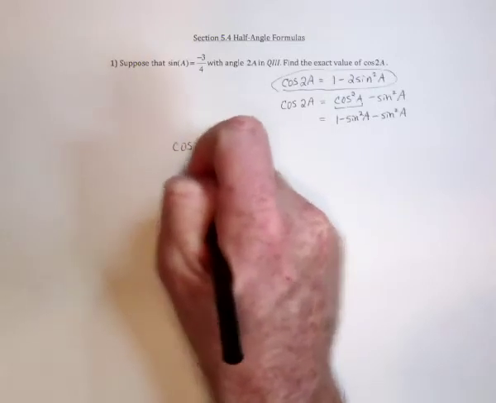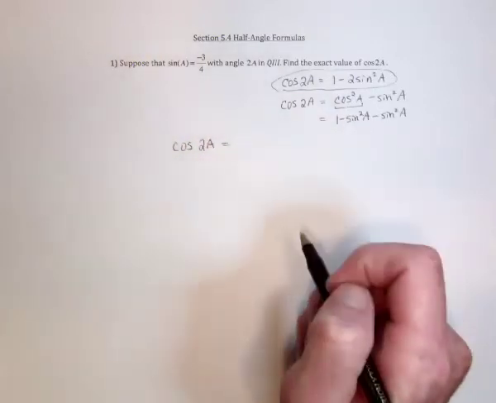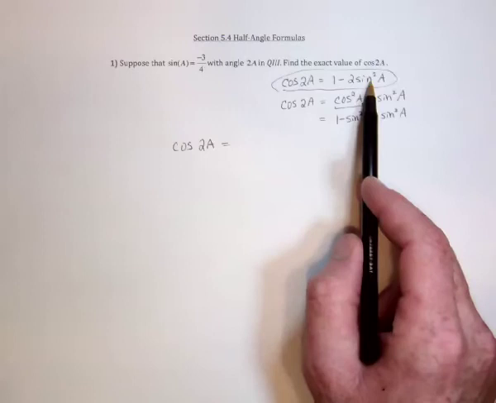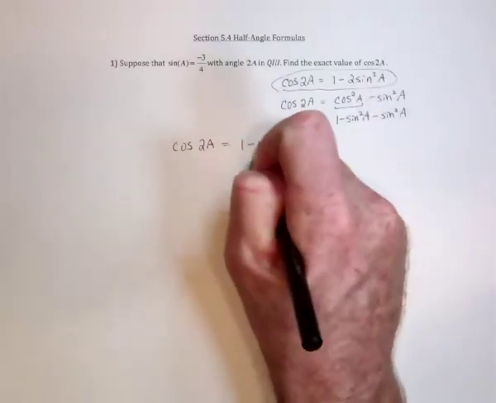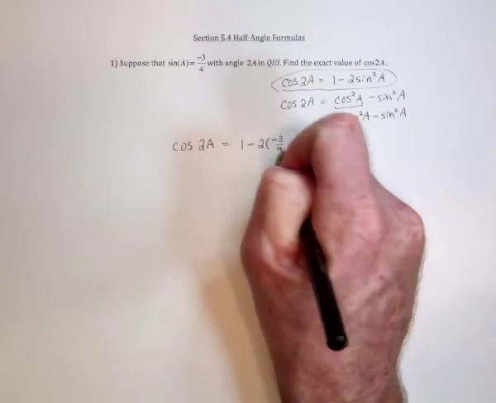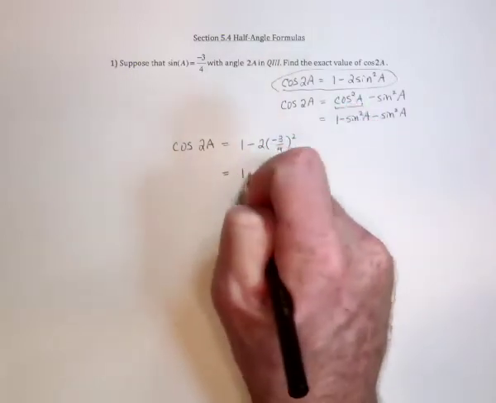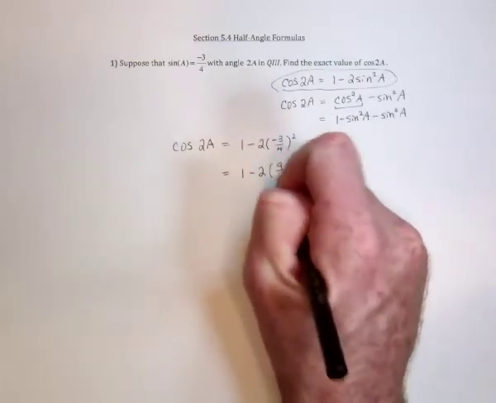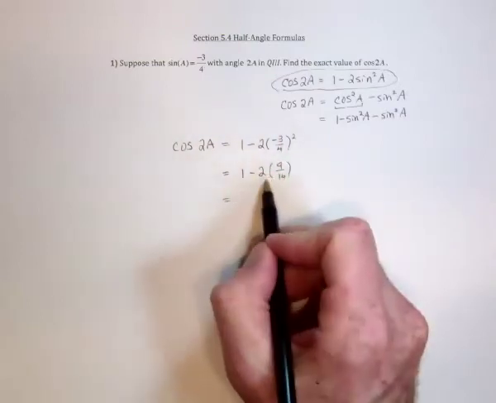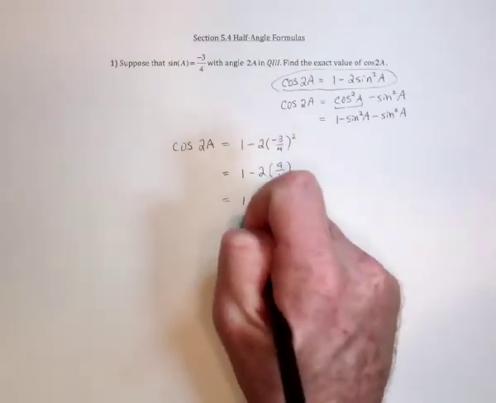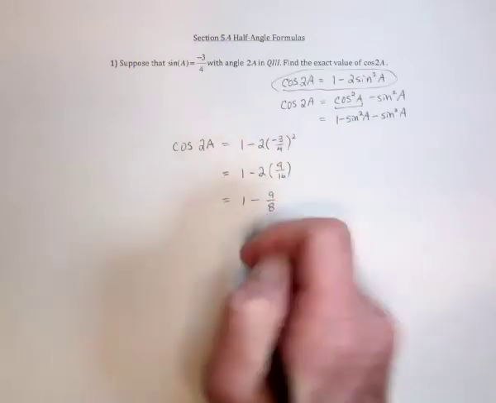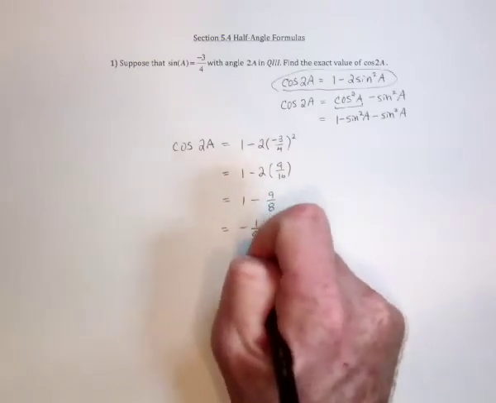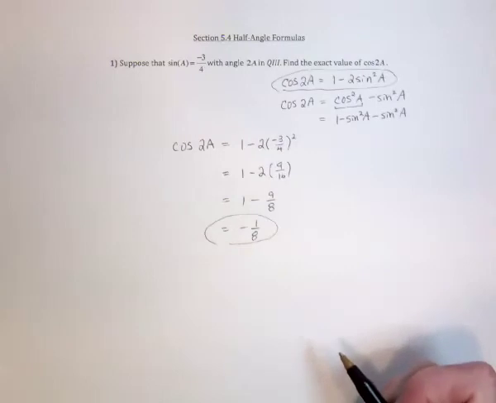We've got cosine of 2a is equal to, and now just take this negative 3/4 and substitute it in for the sine of a here. So we'd have 1 minus 2, and then negative 3/4 squared. So that's 1 minus 2 times 9/16, and when you reduce, this is going to be 9/8. So 1 minus 9/8, that would be 8/8 minus 9/8, which is negative 1/8. And that should be the answer.